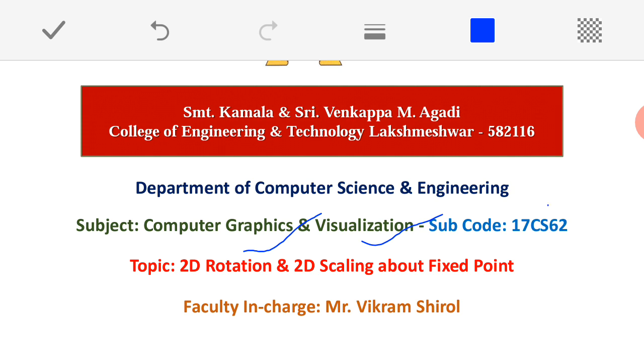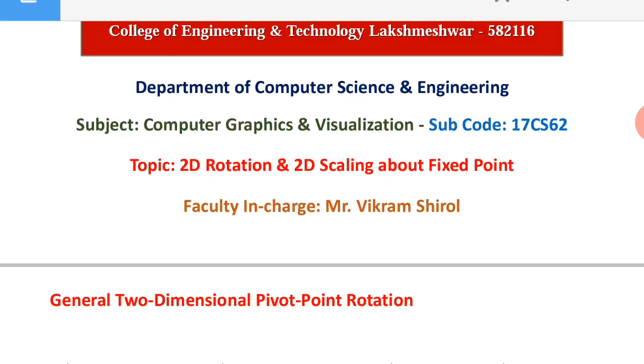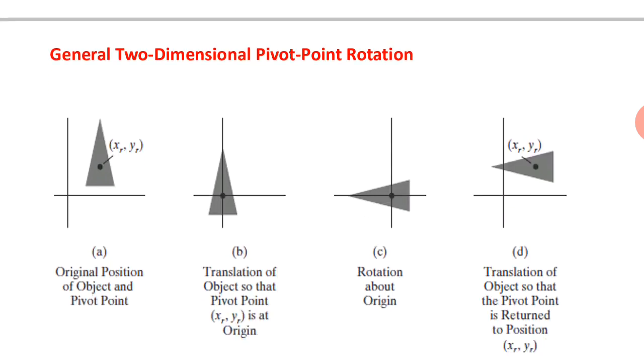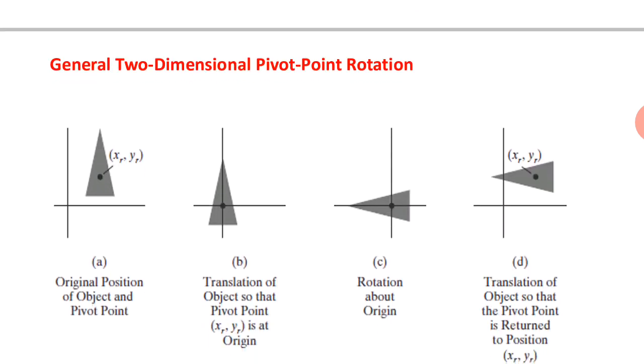Now the question comes: if I want to perform rotation or scaling about a point other than the origin, or any fixed point, how will it be done? That concept we are going to discuss today. We start with the first one, the general two-dimensional pivot point rotation.